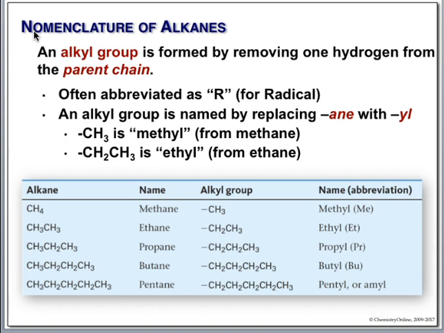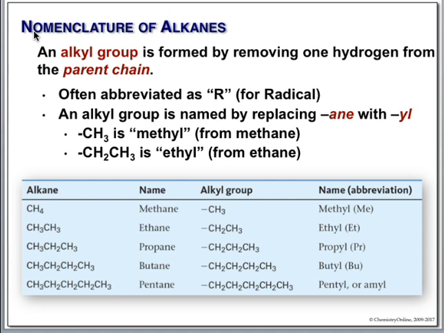The alkane CH4, methane, would be its name. If our side chain was CH3, it would be methyl. Two carbons, that would be ethane. Our two-carbon side chain is ethyl. Three, propane, propyl, butane, butyl, pentane, pentyl, and so on and so on.